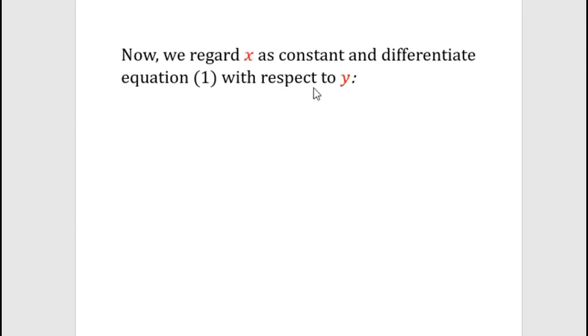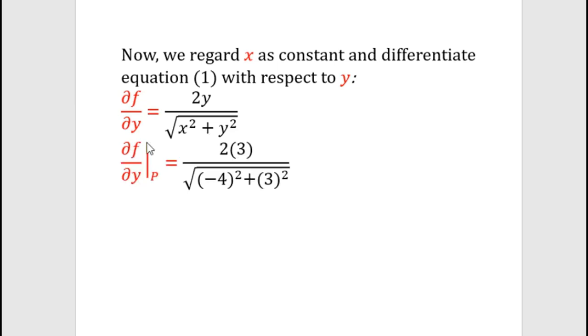Now we regard x as constant and differentiate equation 1 with respect to y. So partial f by partial y is equal to 2y over the square root of x squared plus y squared. Now partial f by partial y at p is equal to 2 times 3 over the square root of (-4) squared plus 3 squared, which is equal to 6 over the square root of 25, which is equal to 6 over 5.